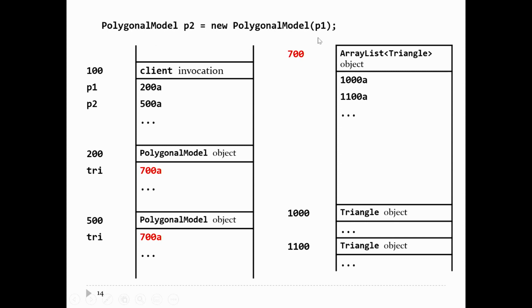Okay, so I make a copy using the copy constructor. So what happens? There's a new polygonal model at address 500. But what's in that model? Well, there's a reference to a list, but it's the same list as for that object there. So they both point at that list of triangles. If you modify this list of triangles, both objects see the modification. If you modify any triangle inside the list, both objects see the modified triangle.